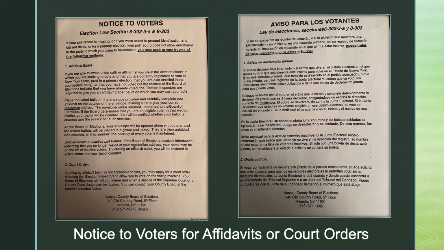Next, you'll explain to the voter that they will not be able to vote on the machine, but they can vote by affidavit or go seek a court order with the judge. Give the voter the notice that explains these two options. You can find the notice in the blue supply bag.